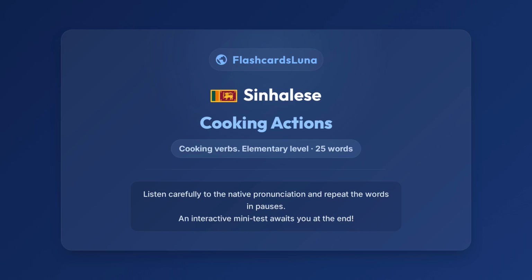Learning Sinhalese. Lesson topic, cooking actions.